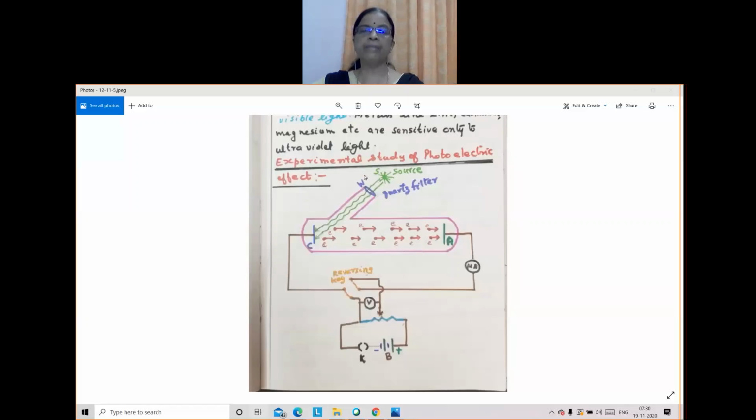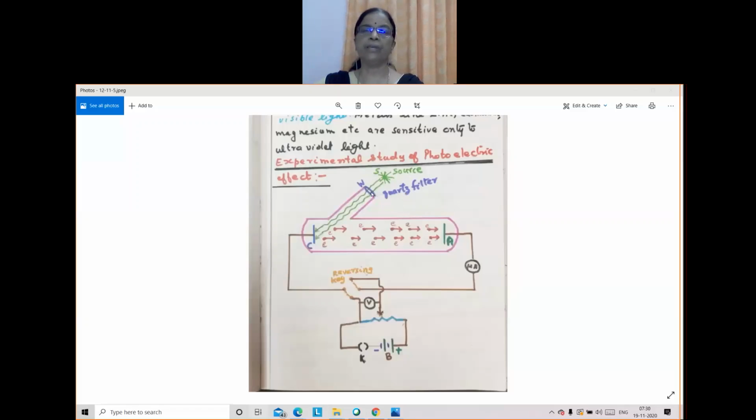Then we change the frequency, the next factor. By changing the frequency, what happens? Frequency change means, for example, first we take a sodium source, monochromatic. Next we take a mercury source, or another source. So different types of sources are available, with different colors of light. Color means wavelength. Wavelength change means frequency change.